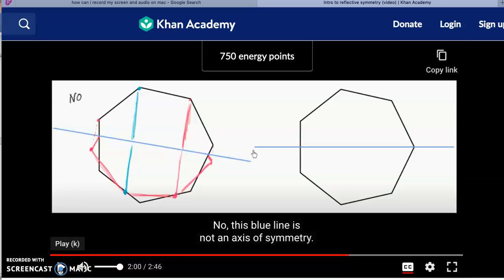So the teacher here is calling it an axis of symmetry, but we're going to refer to it as a line of symmetry.